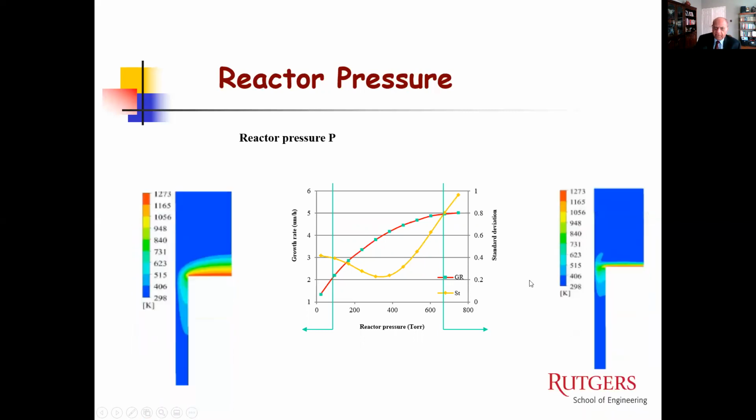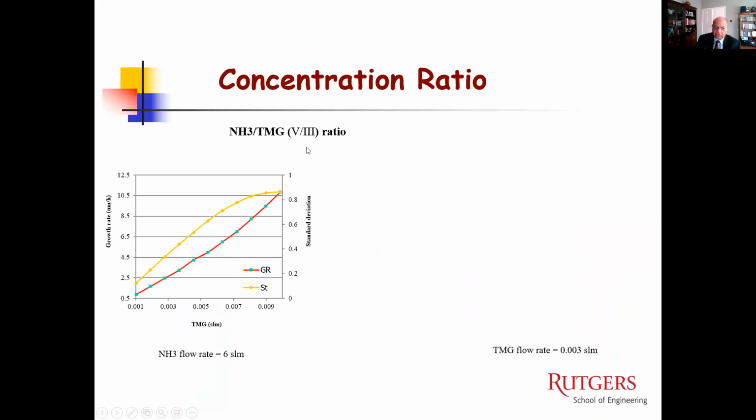Okay. Concentration ratio is interesting because we take the ammonia to TMG ratio. Ammonia is given by 5 and TMG by 3. These are the periodic table columns, the 5th and 3rd columns. And so we'll use 5 upon 3. So 5 upon 3 being high means that ammonia is high, but gallium is low. So if you go to very high values, you have very low gallium.